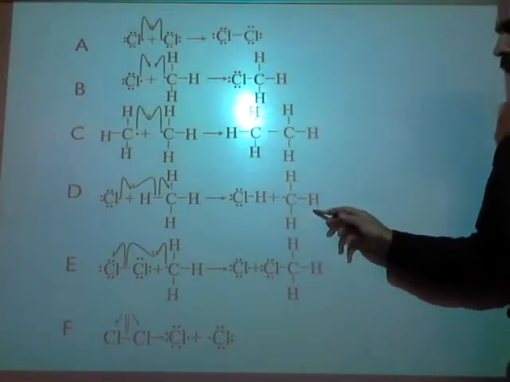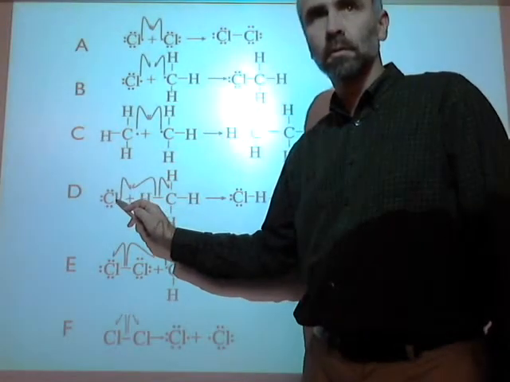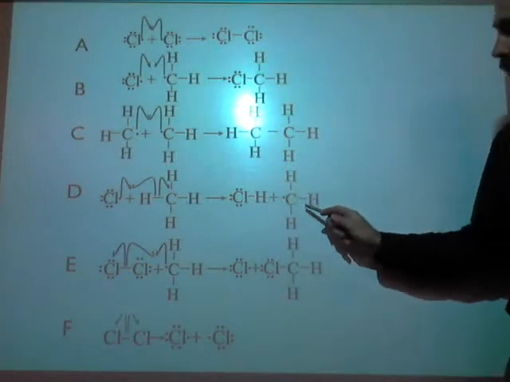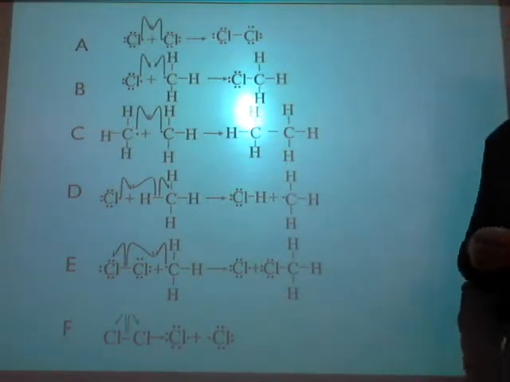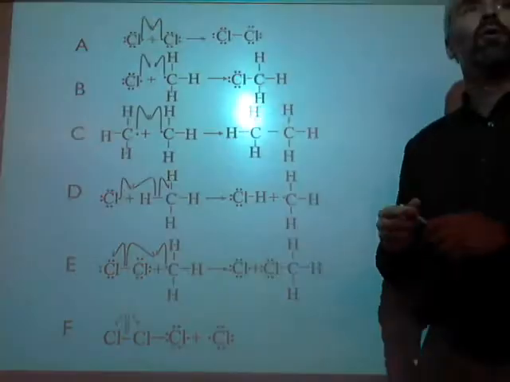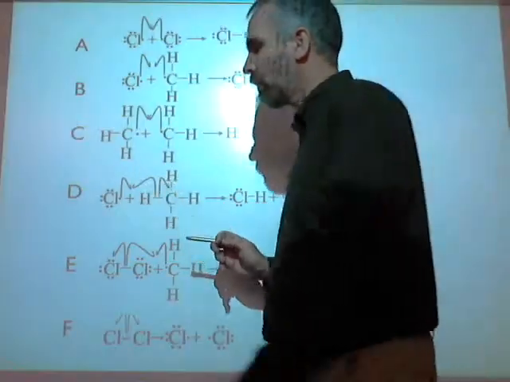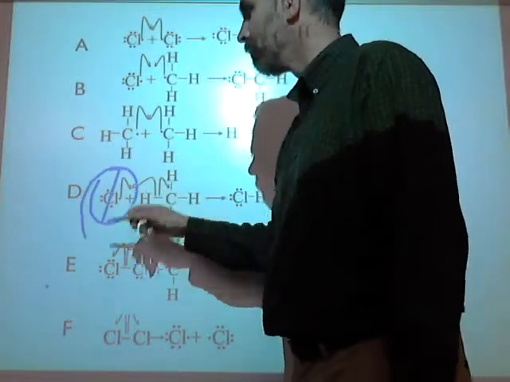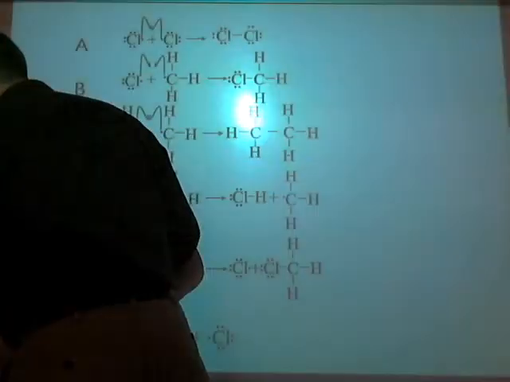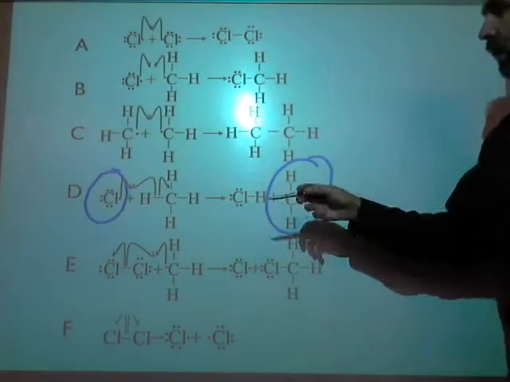Let's take a look at D down here. What is that guy? Not a chain initiating. Nope. It already has a free radical, and it regenerates a free radical. So it's a chain propagating step. So that's what you're really looking for. For chain initiating steps, you're going to take a guy who doesn't have a free radical and make one. For a chain propagating step, you're going to have a free radical on both sides. Here's a free radical over here. Here's another free radical on this side. That's a chain propagating step.